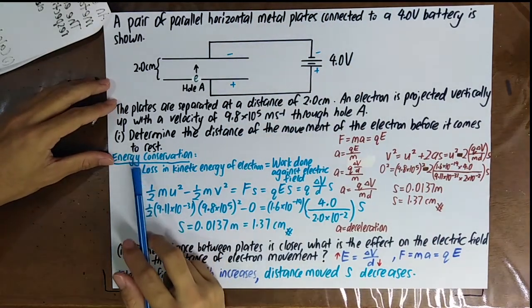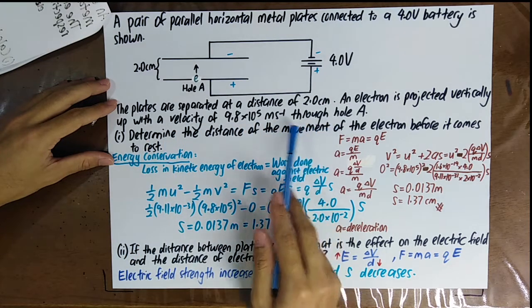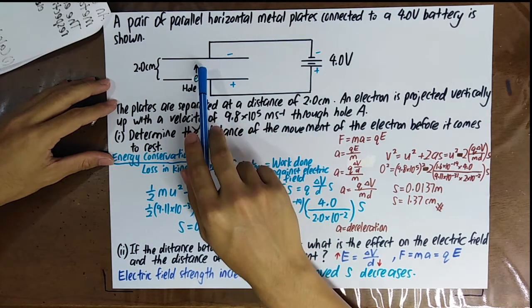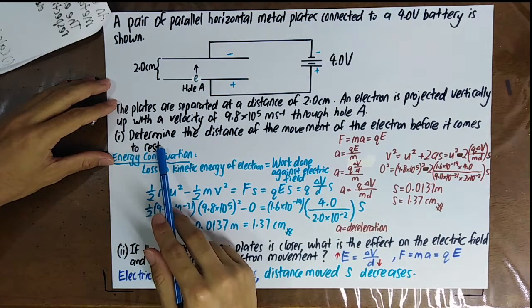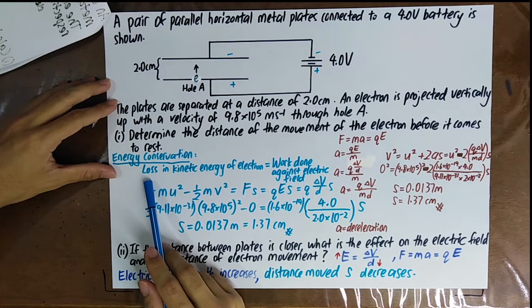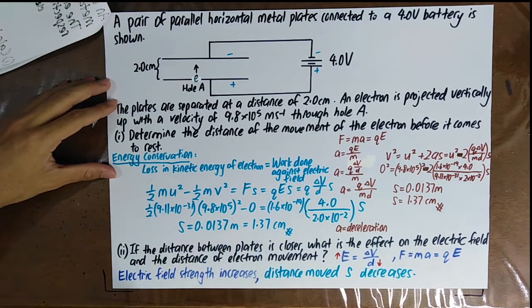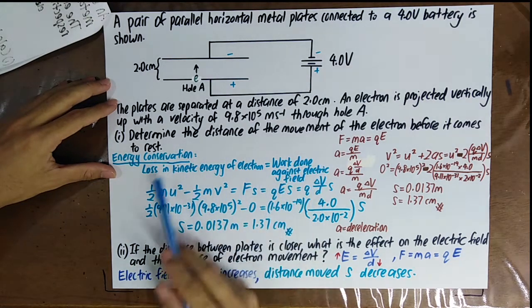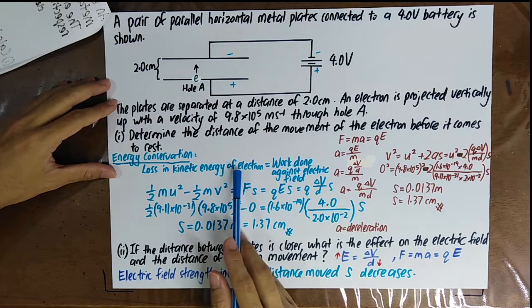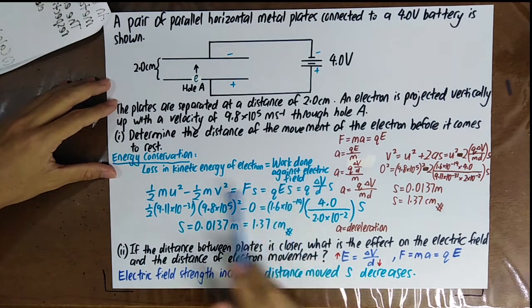Okay, so you know that it will traverse a distance before it comes to rest. And then how do you find the maximum distance of the movement? There are two methods. First is that you use the energy method. The loss in kinetic energy of the electron is equal to the work done against the electric field.